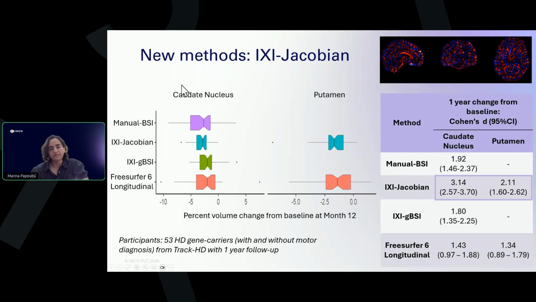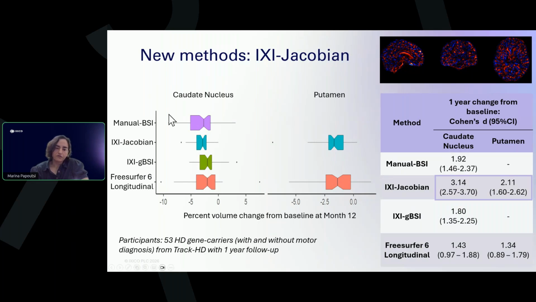The BSI, the boundary shift integral, can only be used in regions that have very strong contrast, regions like the caudate that is next to the lateral ventricles, or the whole brain. So anything that's close to CSF. But for regions like the putamen, for example, you won't be able to use the BSI. And that has always been a limitation. Looking at change in the putamen has always been quite challenging just because of the contrast in the methods.